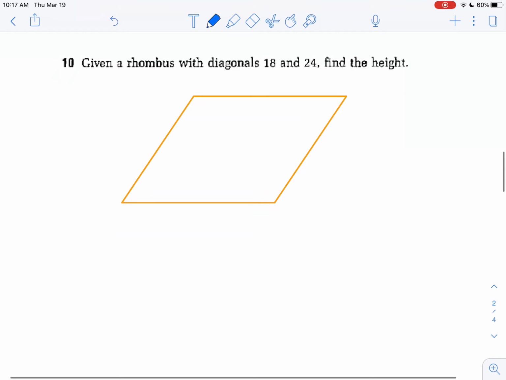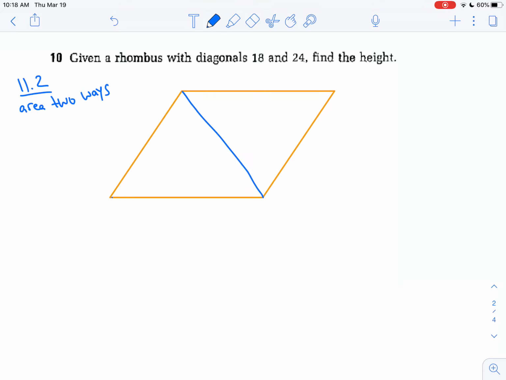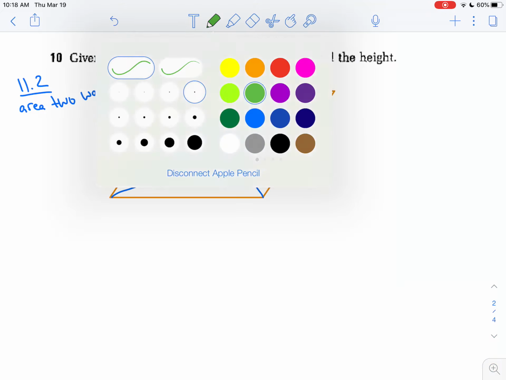Let's take a quick look at number 10 because a lot of people had success, but not everybody finished the problem. Some people didn't get the correct answer. So this is a multi-step problem. The goal here is to get to our 11-2 area 2 ways, which I think was the last thing that we did on Friday before the insanity happened. So I know I'm talking too much. Let's try to get going on this one.